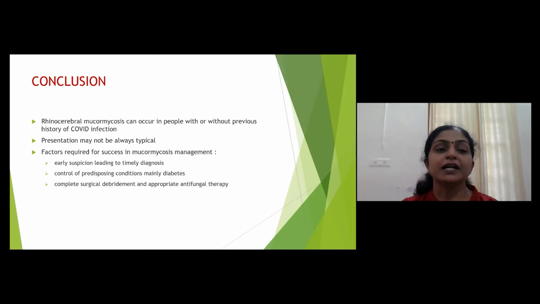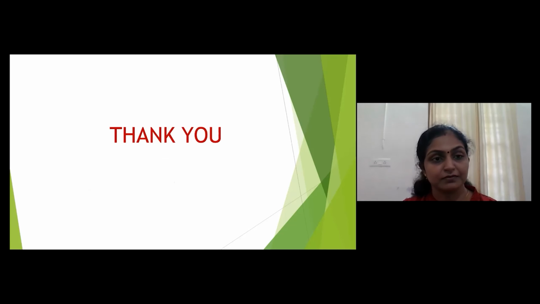Conclusion: rhinocerebral mucormycosis can occur in people with or without previous history of COVID infection. Presentation may not always be typical. Factors required for success in mucormycosis management: early suspicion leading to timely diagnosis, control of predisposing conditions, mainly diabetes, complete surgical debridement, and appropriate antifungal therapy.